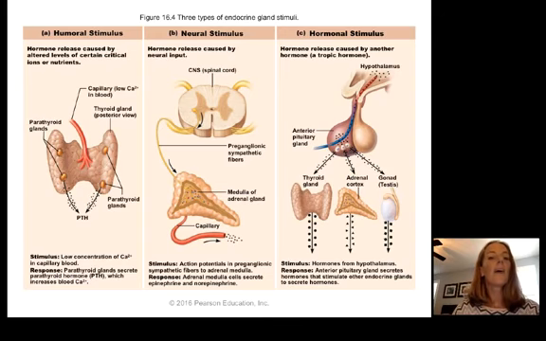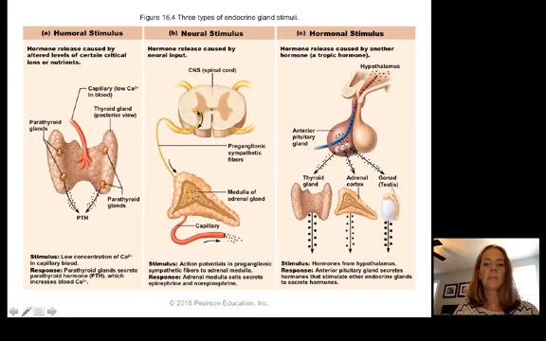Hormone release can be caused by blood or humoral stimuli. In other words, here's one. Calcium affects the parathyroid glands. When calcium is low, the parathyroid glands will release parathyroid hormone to bring calcium back up. Then the level of parathyroid hormone will come back and signal and say, yep, we've got enough parathyroid hormone, you can now slow down your release.